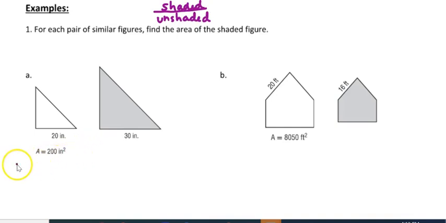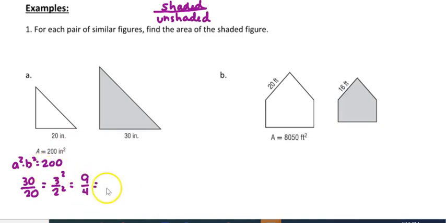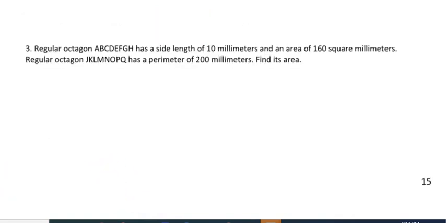Okay, so we already know that the A squared over B squared will give us 200 for the unshaded one. And we do see that they're giving us the side length. So let's go ahead and find out what the ratios are just using the sides. If we reduce that, that's 3 over 2. If we square both of those, we'll get 9 over 4. So we know the square of the side lengths is going to give us the area, and we know the area of the unshaded one is 200. We need the area of the shaded one.